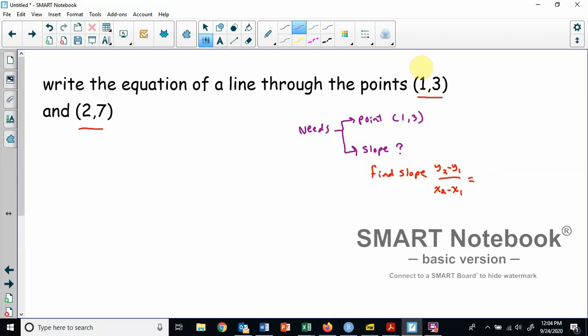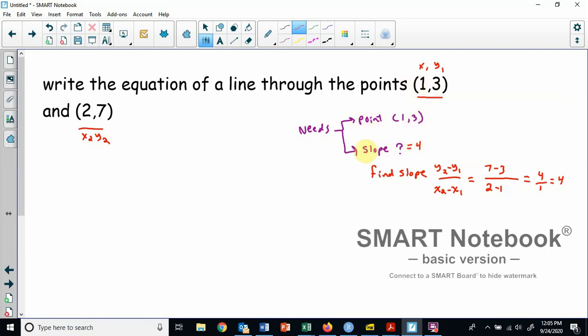Let's see. I may want to label them x1, y1, x2, y2, to be careful not to crisscross things. So that'll be 7 minus 3 on top and 2 minus 1 on bottom. Make sure I didn't crisscross anything. y2, y2, y1, y1, x2, x1. Okay, I'm good. And let's see. 7 minus 3 is 4. 2 minus 1 is 1. 4 over 1. That reduces to just 4. So I do have a slope now. I worked to find my slope. So do you understand, before I can write the equation, I have to have these needs met. I need a point. I actually have 2. I can pick either one.